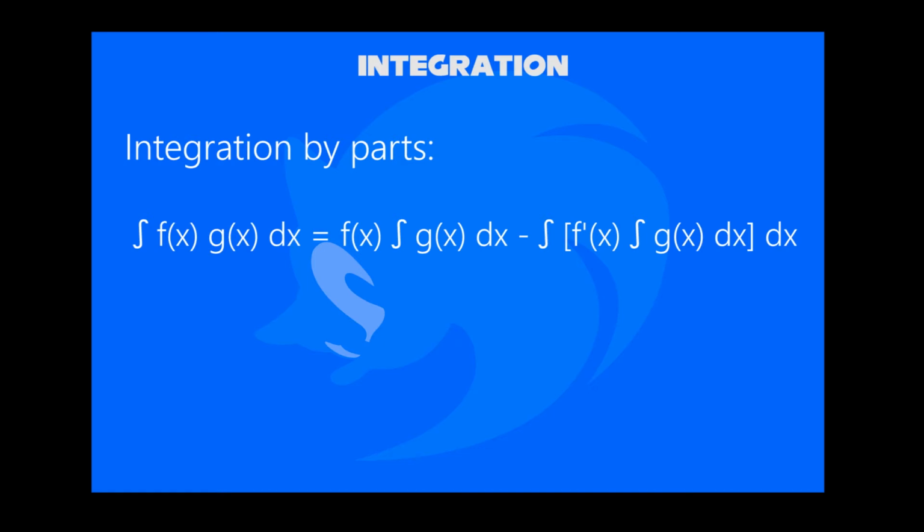In general, we write the integral of f of x times g of x dx is equal to f of x times the integral of g of x dx, minus the entire integral of dx containing the derivative of f of x and the integral of g of x dx.